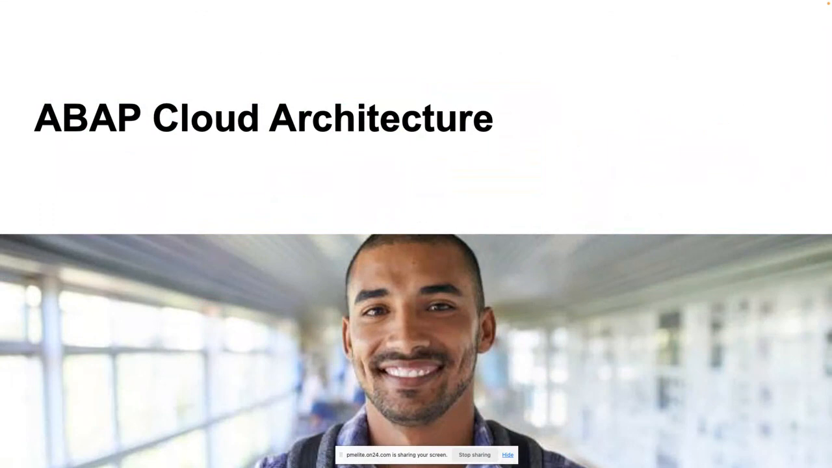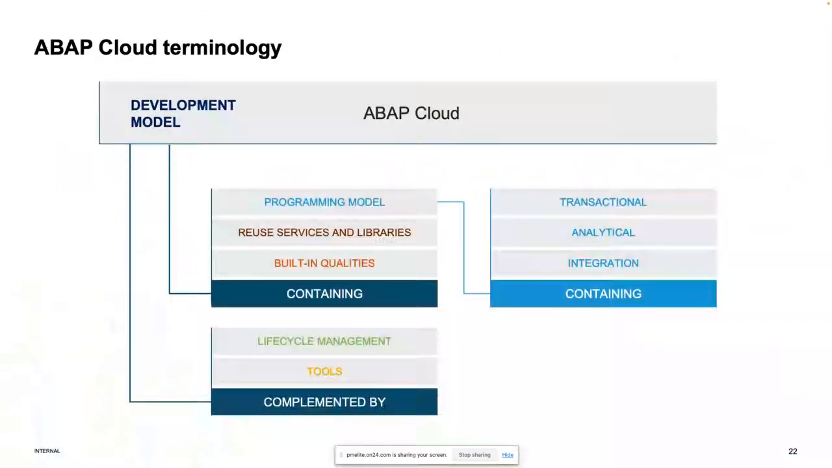So what are technologies we recommend you to use, or what we offer to you? Short, again, a terminology check. So basically, as I started, ABAP Cloud is our overall development model, which contains different qualities, reuse services, libraries, but of course also a programming model. We've already talked about one, which is a transactional programming model, which is RAP in our case.